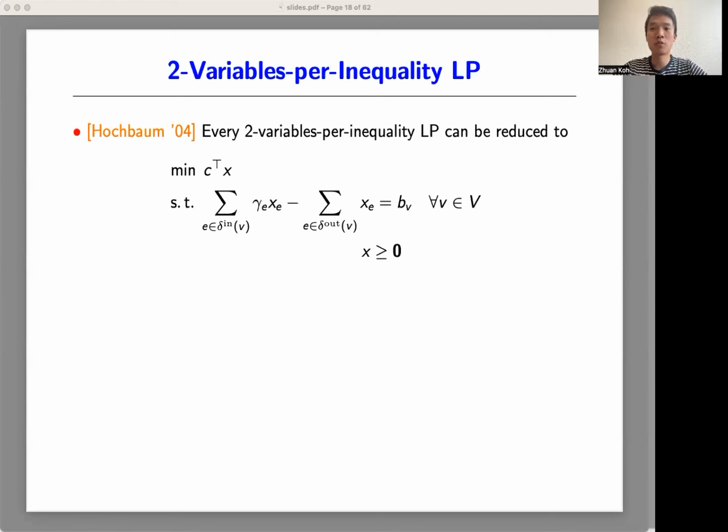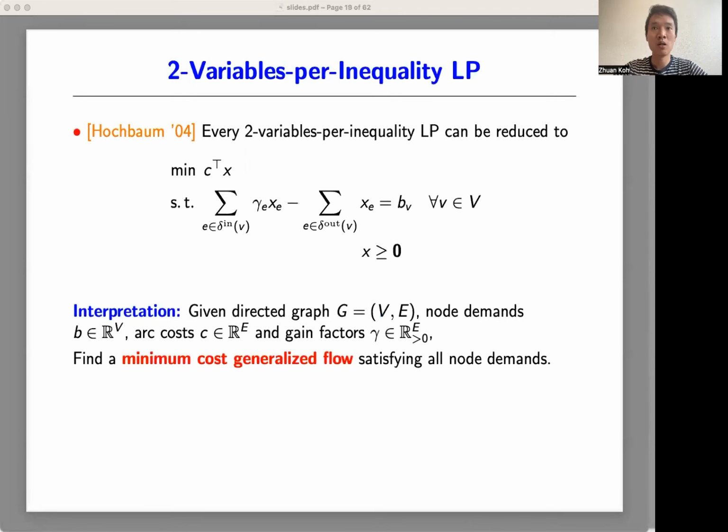By a reduction of Hochbaum, every 2 variable per inequality LP can be strongly polynomially transformed into the following linear program. This linear program has a nice graphical interpretation. Suppose that we're given a directed graph G with node demands b, arc costs c, as well as gain factors on every arc.